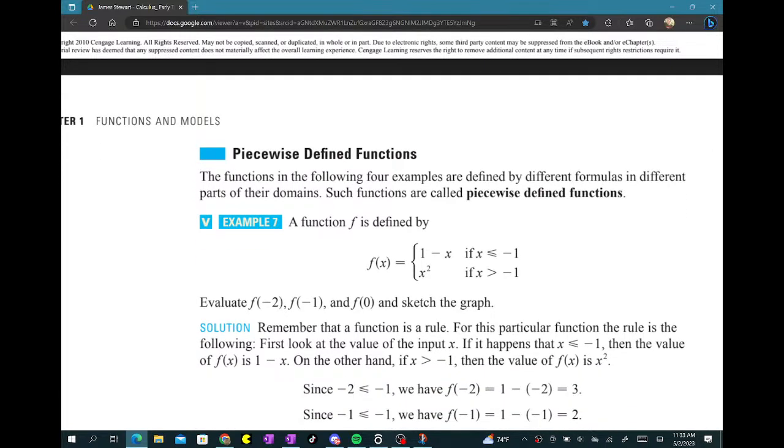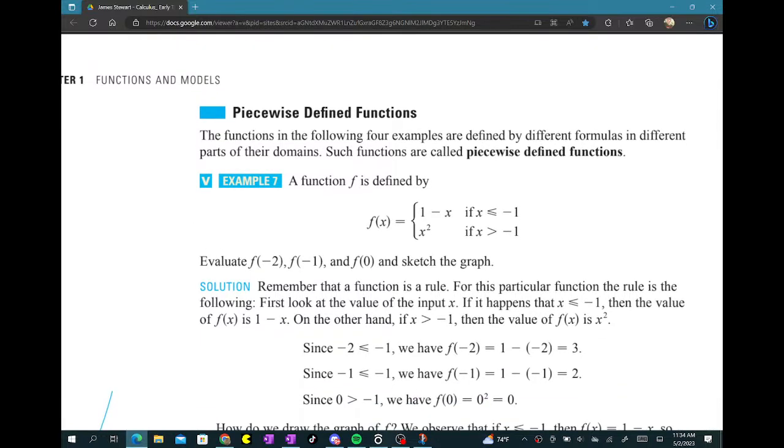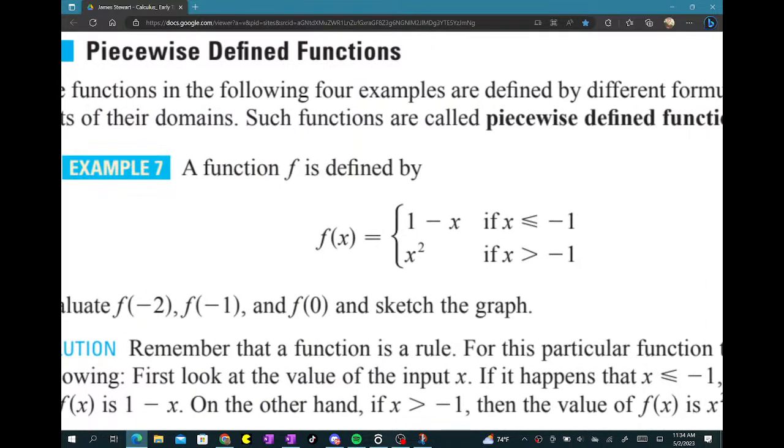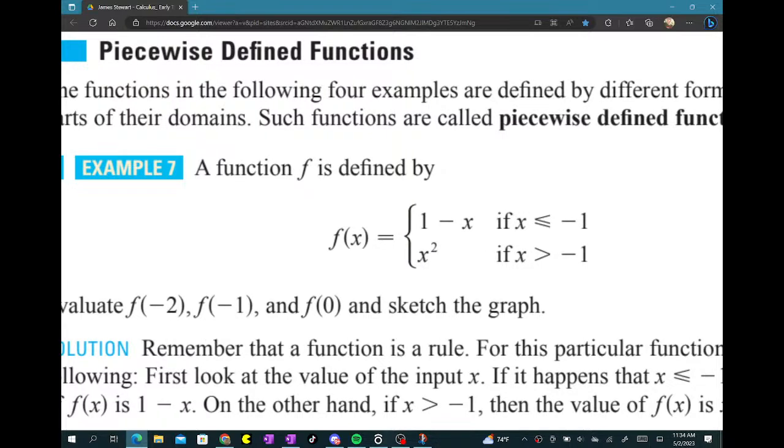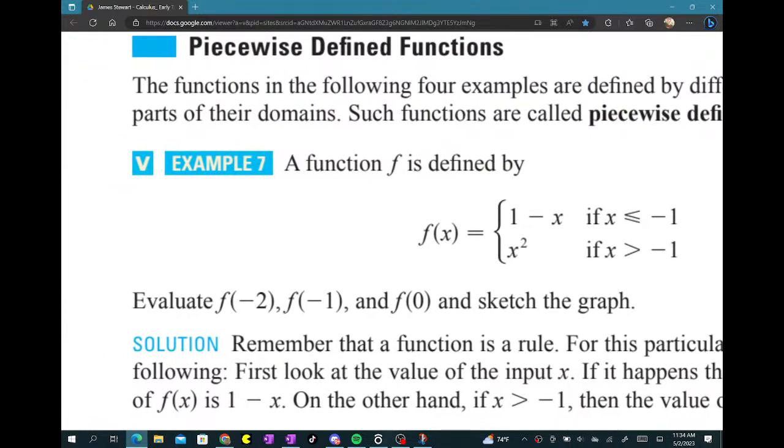All right, now piecewise defined functions. These are another type of function in algebra where we have a function that's in pieces, which is why I call it piecewise. It says a function f is defined by f of x equals 1 minus x if x is less than or equal to negative 1, and x squared if x is greater than negative 1.